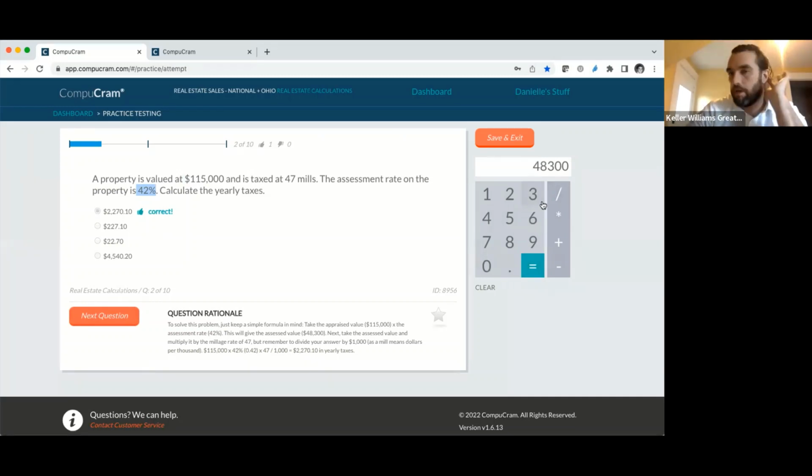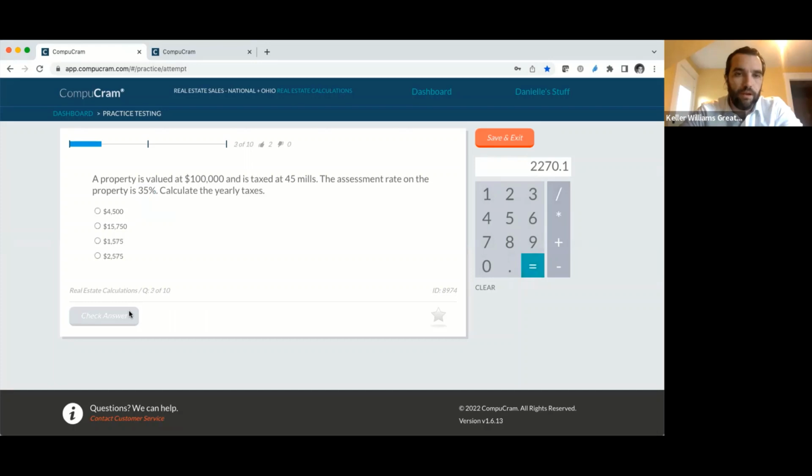So anytime you see mills, you get to the assessed value and then divide by 1,000, because mills are 1/1000. So that's $48.30. The rate of taxes is 47 mills. We're just going to multiply that by 47. And that gets you to $2,270.10.